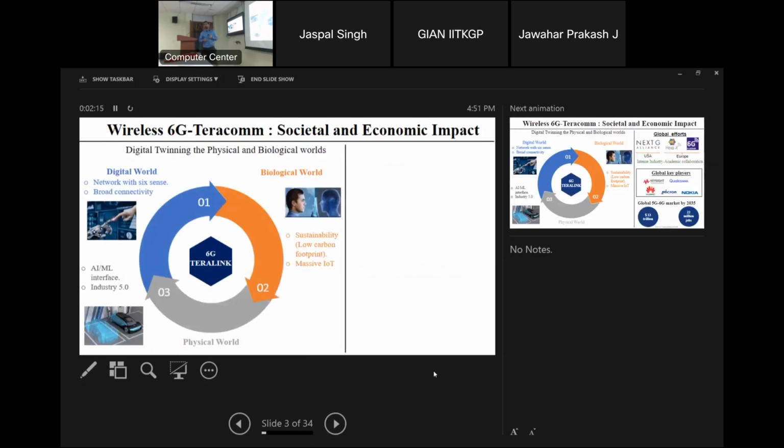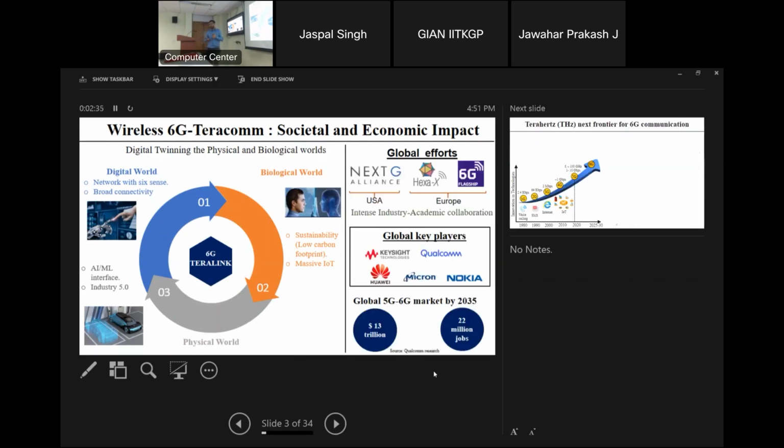Okay, everybody knows that 6G is going to revolutionize the world because the digital twinning is happening. It is going to merge the physical barrier between the physical and the biological world, and all this with low carbon footprint and artificial intelligence also going to come into the picture. This will come up with the industrial 5.0 revolution, and this is the reason that all the big players from the USA, Europe, and intense industry-academia collaborations are happening. We have to remind that, as Prof also mentioned, as the world keeps progressing, multidisciplinary, interdisciplinary things come into the picture.